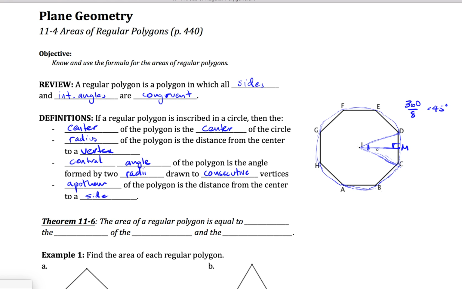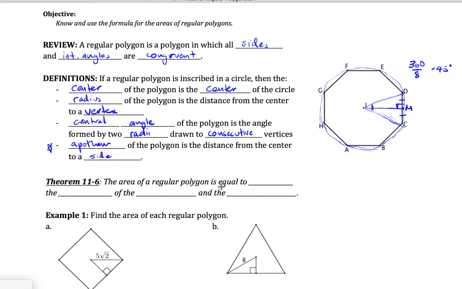And the apothem of a regular polygon will always bisect the side that it's going to. So that would mean that DM and MC would be congruent. And you'll need to remember that for some example problems that I'm about to do down here. So those are some terms that you're going to need to know, specifically this apothem, because you have to use that in Theorem 11-6, which is that formula for regular polygons that I was telling you about.